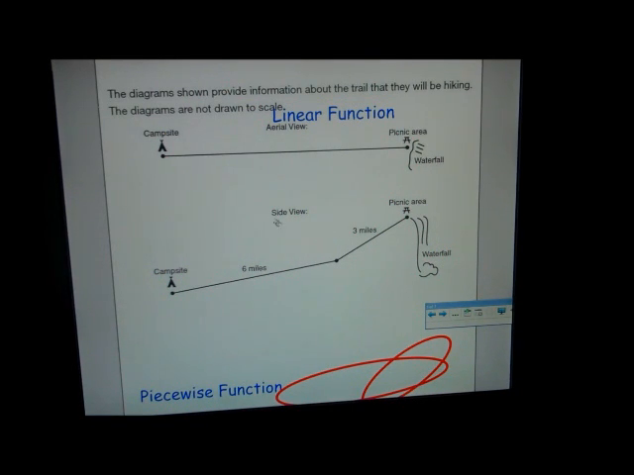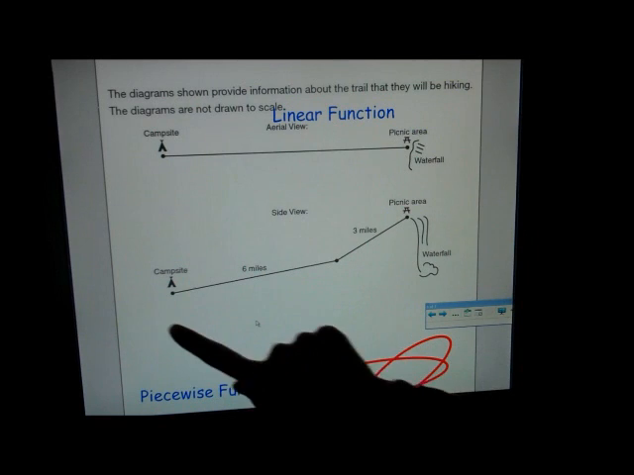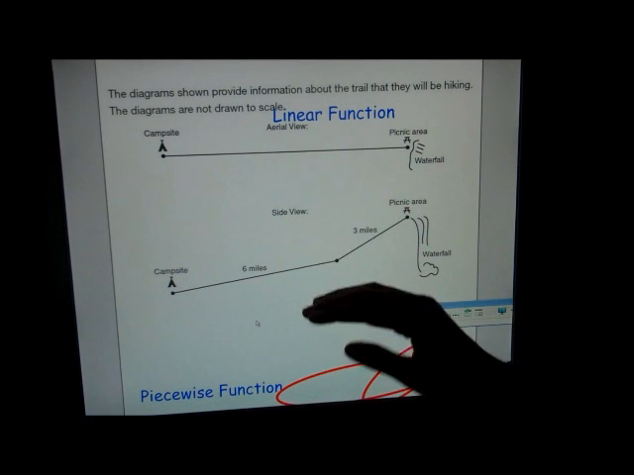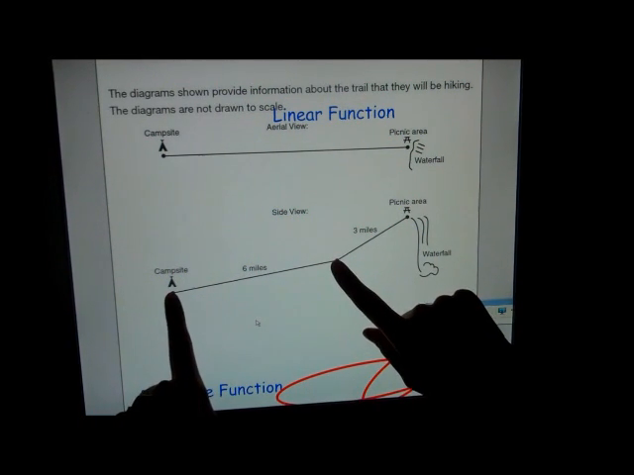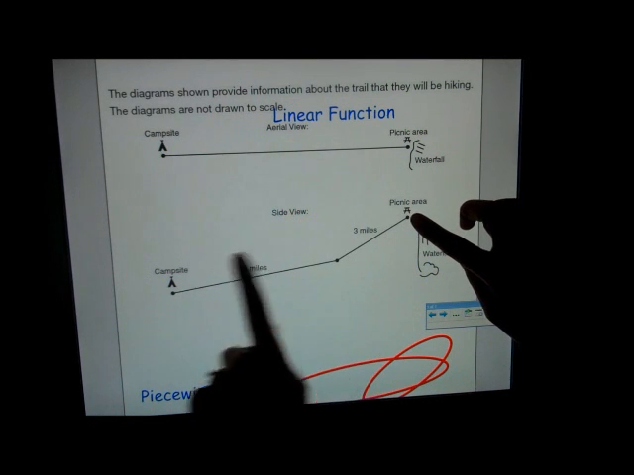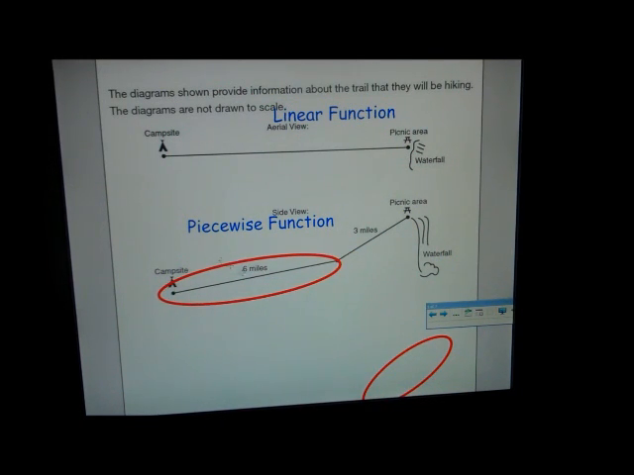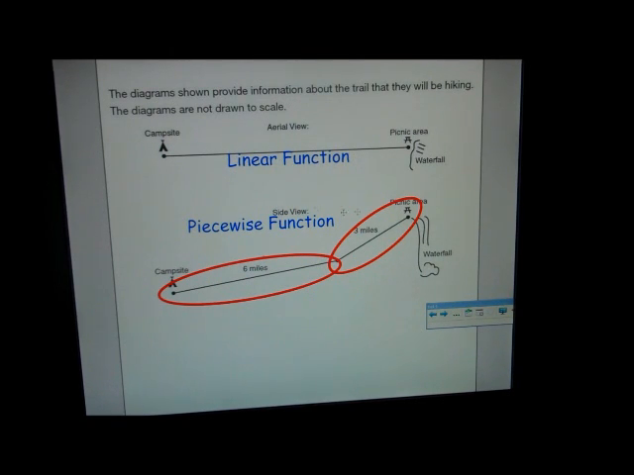Here though, when you look at the side of this trail, so you're standing on the side of the mountain and you look at it, it changes rates of change. There is no constant rate of change for the whole thing. There's a constant rate of change right here, and there's a constant rate of change right here, but not from the campsite to the picnic area. And that's what we call a piecewise function. This section has an equation, but this section will have a different equation. Whereas this linear function right here has the same equation the whole way through. So with piecewise functions, you don't have to write just one equation, you're going to have to write 2 or 3. And that's what we're going to do here.